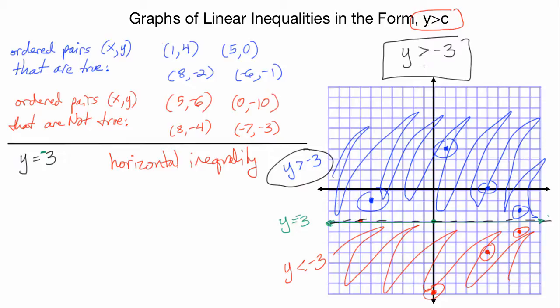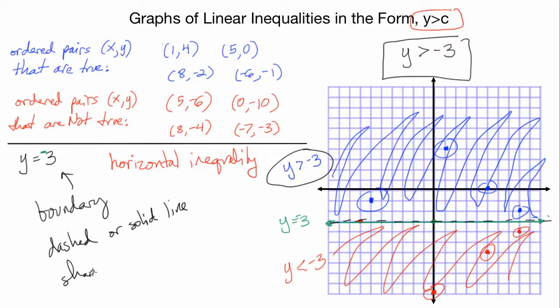So hopefully that's a helpful idea for you. Again, it's related to horizontal equations and horizontal lines. Horizontal inequality, we still need to find that horizontal line, the boundary line. Figure out if it's a dashed line or if it's a solid line based on the inequality, and then shade up or shade down based on the inequality as well. So it's the same thing that we've been doing as we've been graphing linear inequalities.